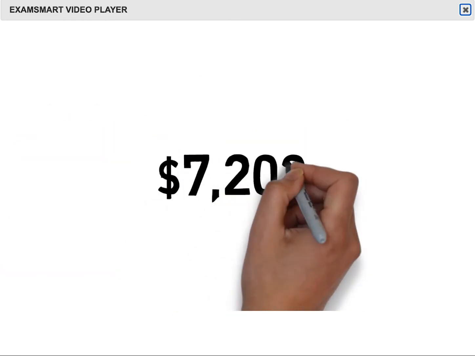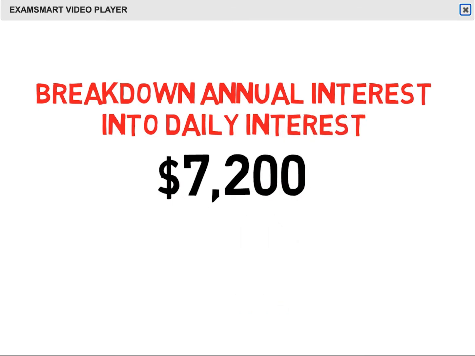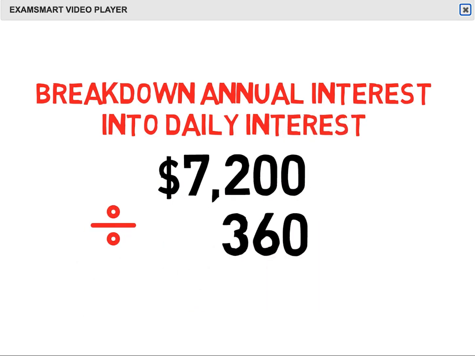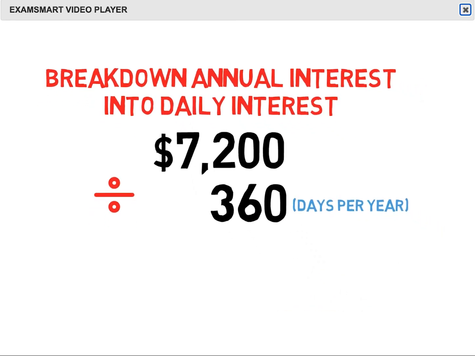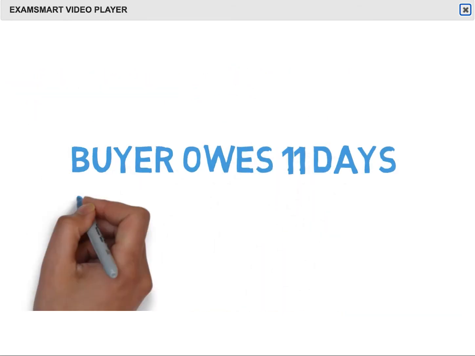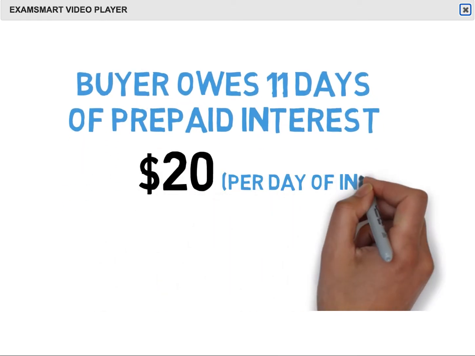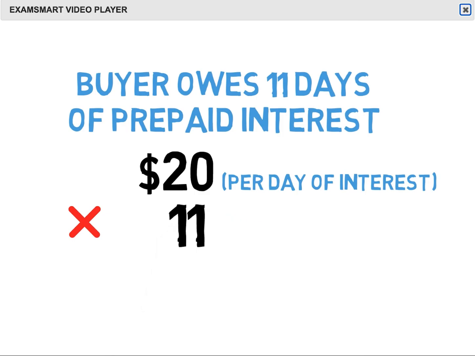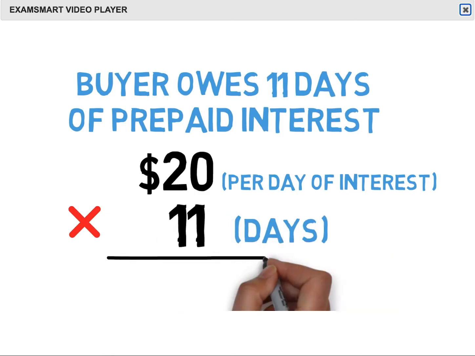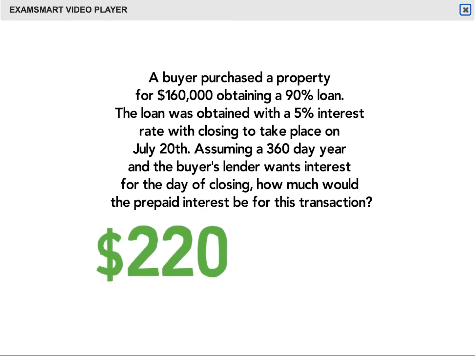We then break down the annual interest to daily interest. And to do that, we take $7,200 and divide by 360, that's our days per year, and that gives us $20 per day for the interest on the loan. Our buyer owes 11 days of prepaid interest. So we will take $20 per day of interest times 11 days. That gives us a total of $220 of prepaid interest, which would be our answer.